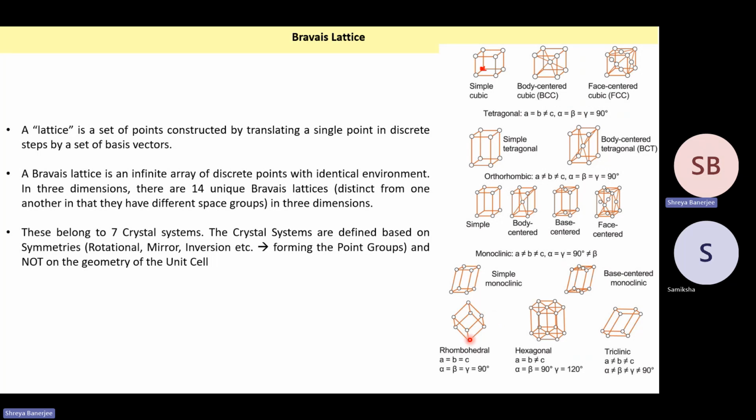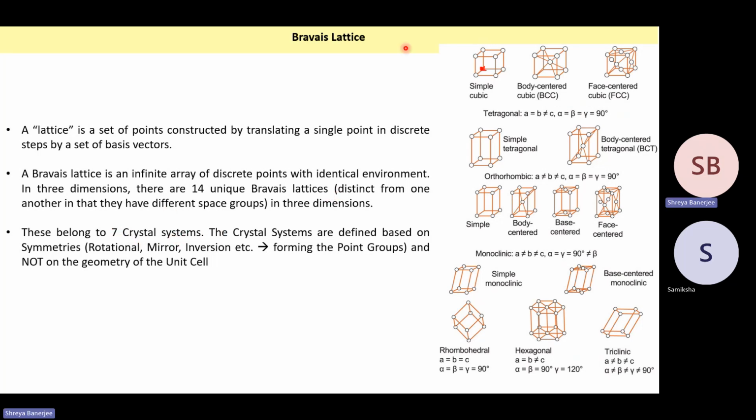And then you have three special cases of rhombohedral, hexagonal, and triclinic. So triclinic is the least symmetric case where none of the sides are equal and none of the angles are 90 degree. So these 14 form the 14 Bravais lattices and they belong to 7 crystal systems.